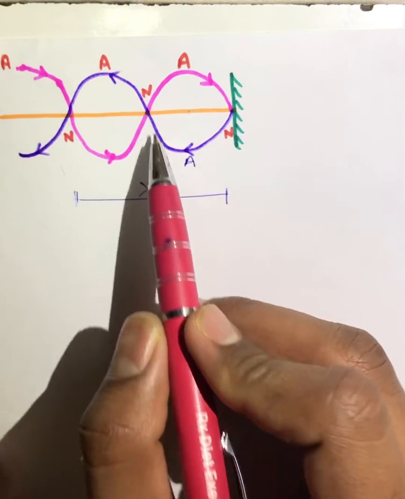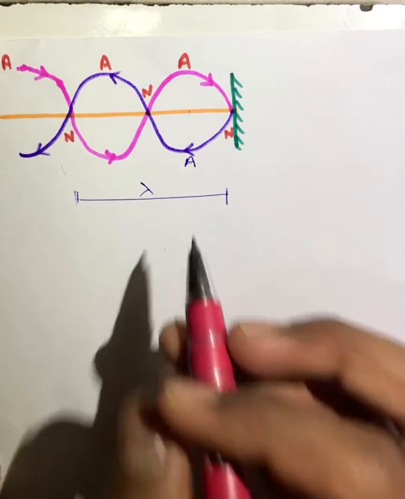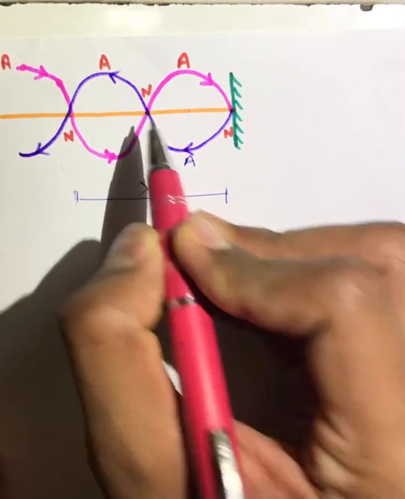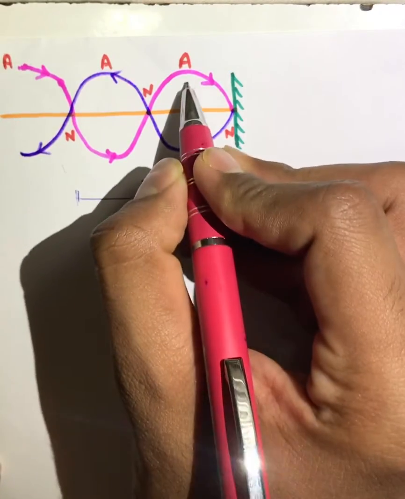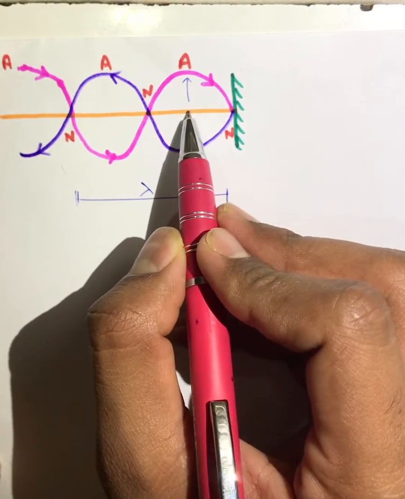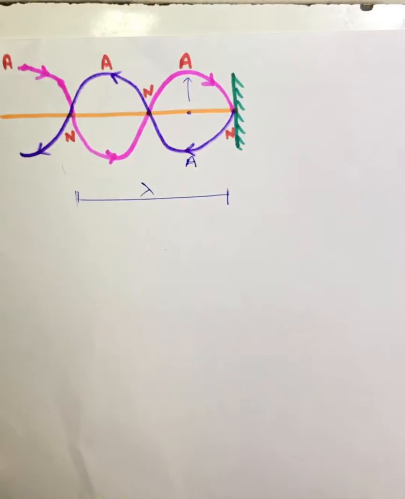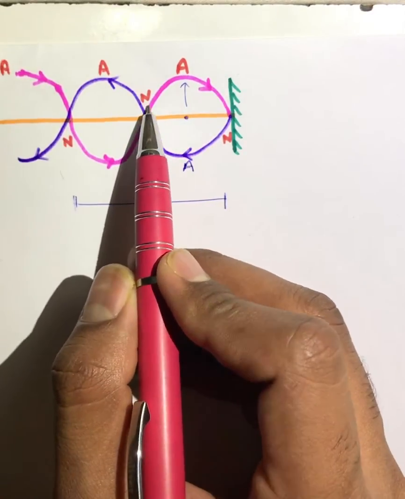A node is a point on the string where the displacement of the point is minimum. Over here you can see the displacement of this point is minimum and the displacement of this point is maximum. Where the displacement of the point of the string is maximum, it gives rise to the antinode, and where the point deflection is minimum, it gives rise to the node.